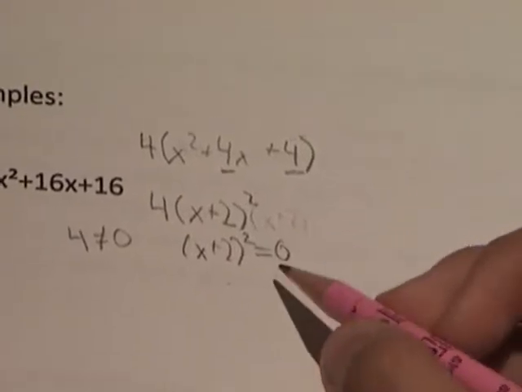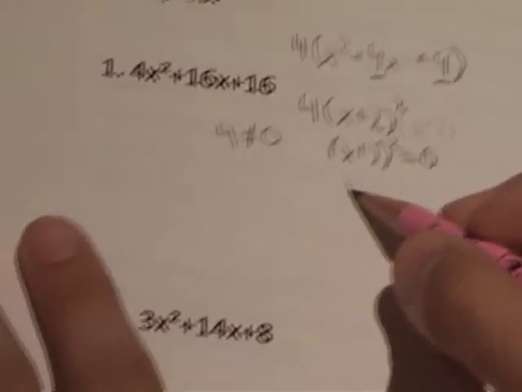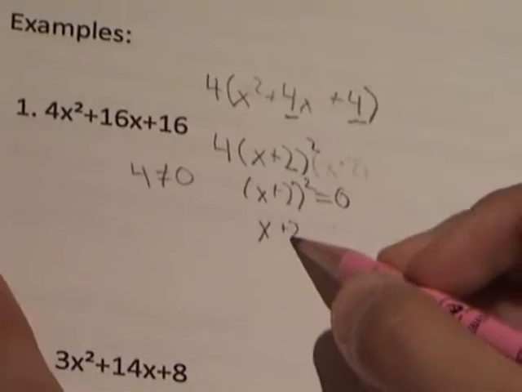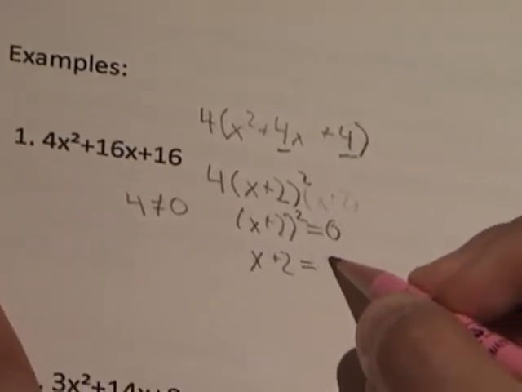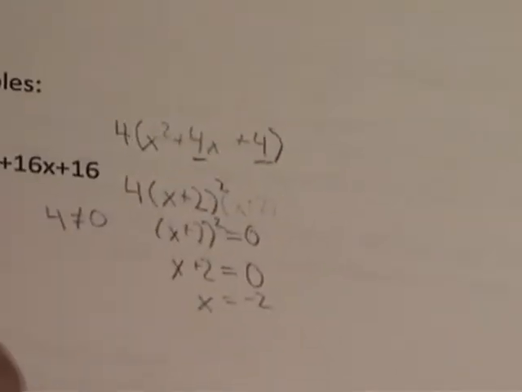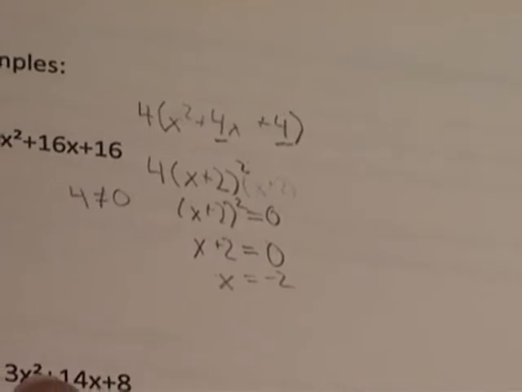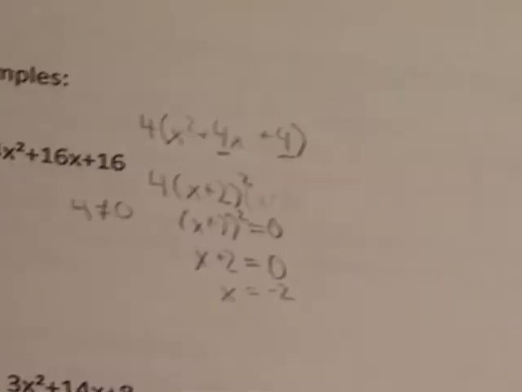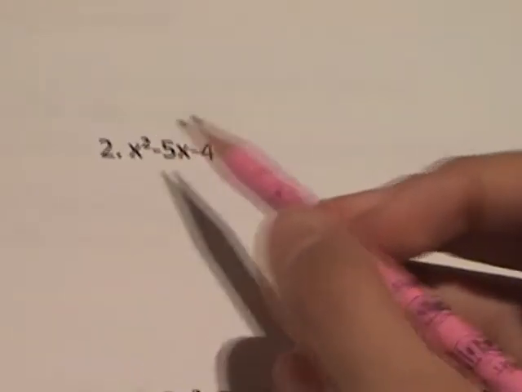Now, this is basically you're finding the square root. Take the square root, x plus 2 equals 0, x equals negative 2. Now, in number 2, there's nothing that you can factor out.